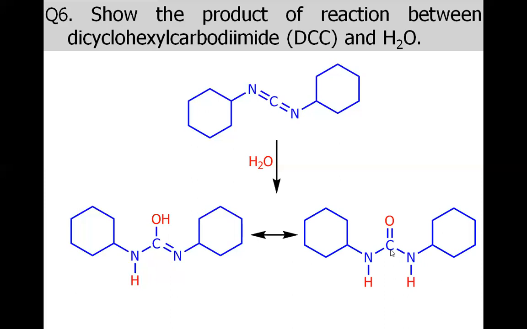So the carbonyl group directly connected to two nitrogens is called urea if we have the two amino groups, and then if we have a derivative, it's called a urea derivative.